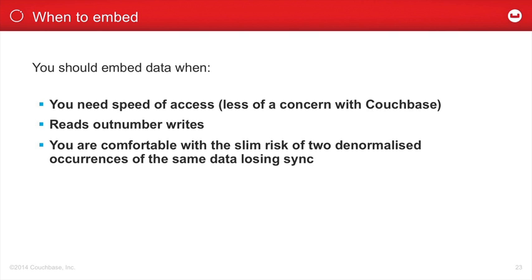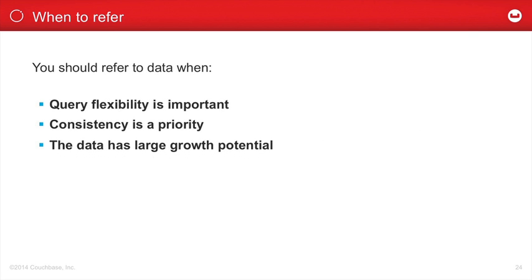So basically, you embed when you need the speed, which, like I say, isn't that much of an issue with Couchbase because it's largely cache-based. And also where you're comfortable with the risk that some of the repeated elements of that data might drift out of sync with each other if there's a problem on the application side. So when do you refer?